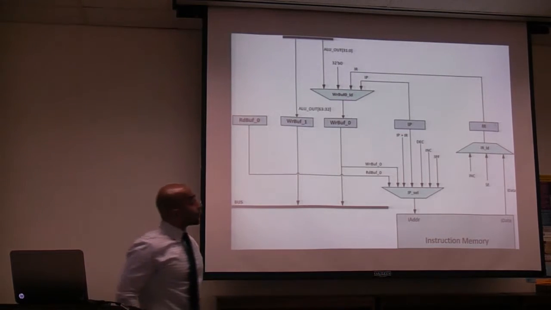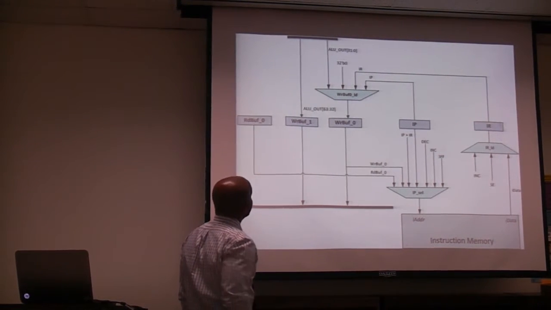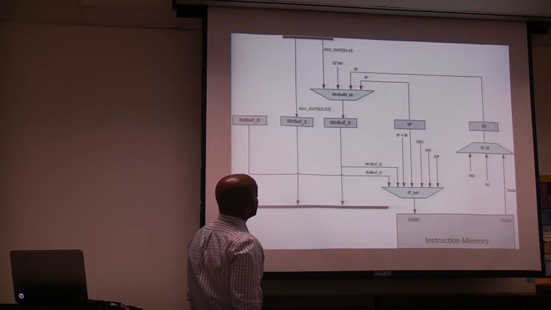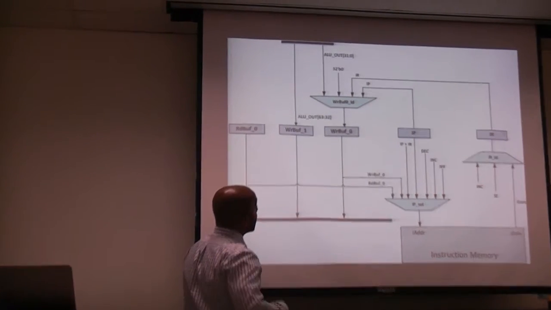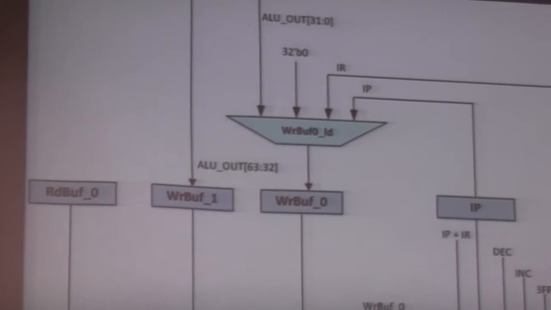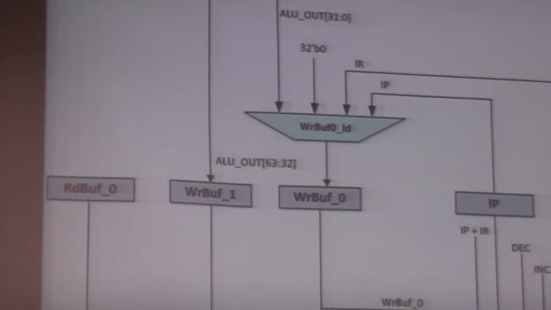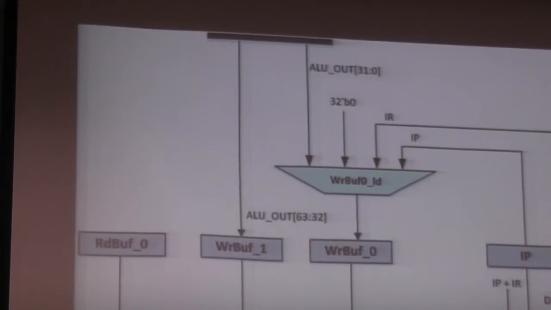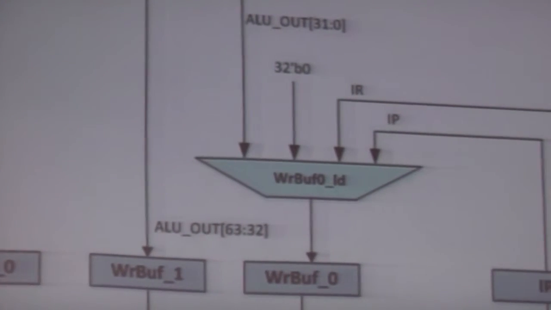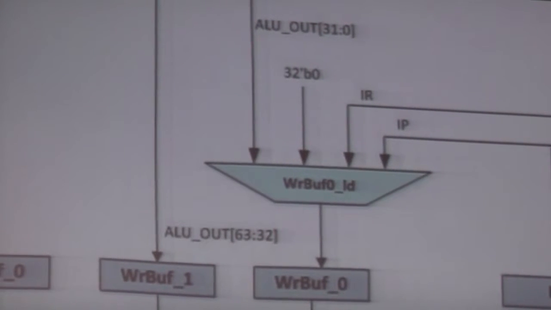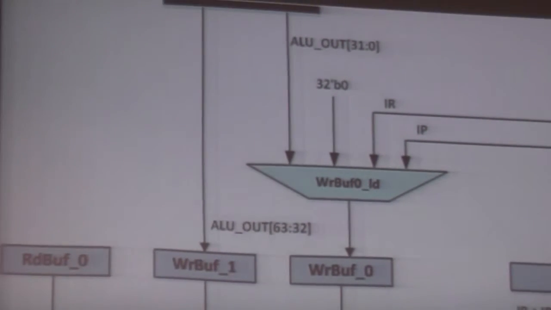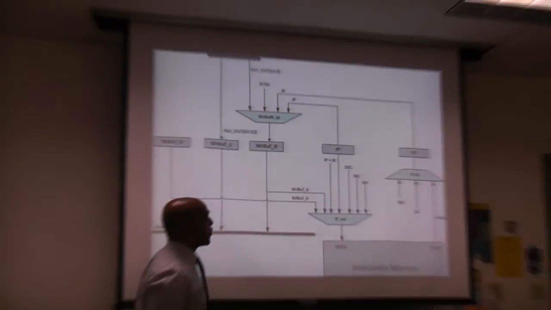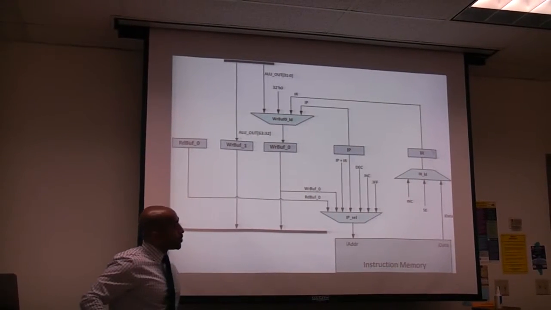Okay, and this is also the write buffer 0, IP and IR registers, which we also added a mux so that we can avoid adding extra cycles. So for our write buffer 0, we bring in the IP or the IR directly, and for the IP, we could bring in the write buffer 0 or the read buffer 0, as well as adding the IP and IR for immediate instructions.